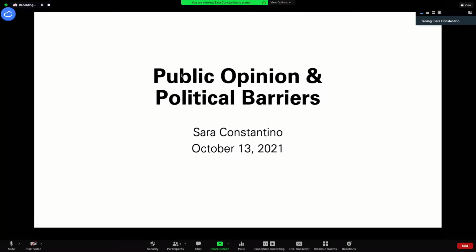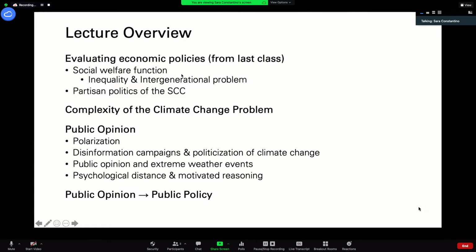So today I'm going to cover public opinion and political barriers. And in the next class, we'll speak about individual behavior and social barriers. But I wanted to start today by going over some of the sections on economic policy evaluations that we didn't get to last class. So this is specifically the social welfare function approach and a real world example of the politics of selecting discount rates, the partisan politics of the social cost of carbon.